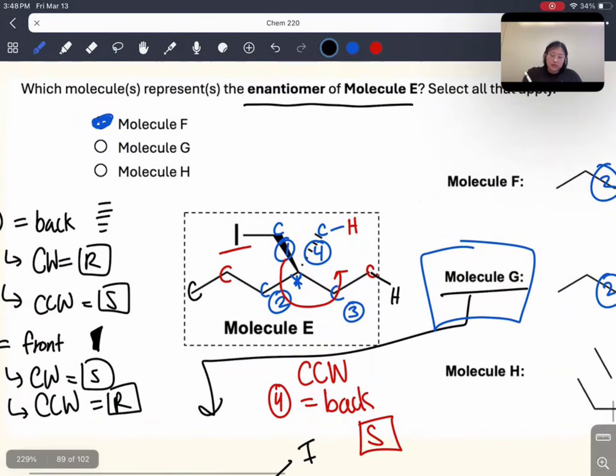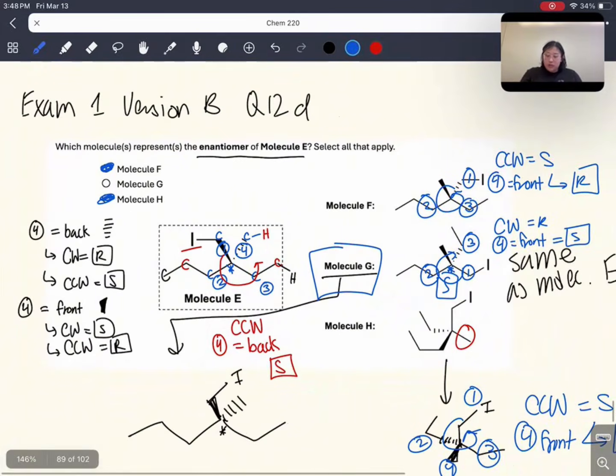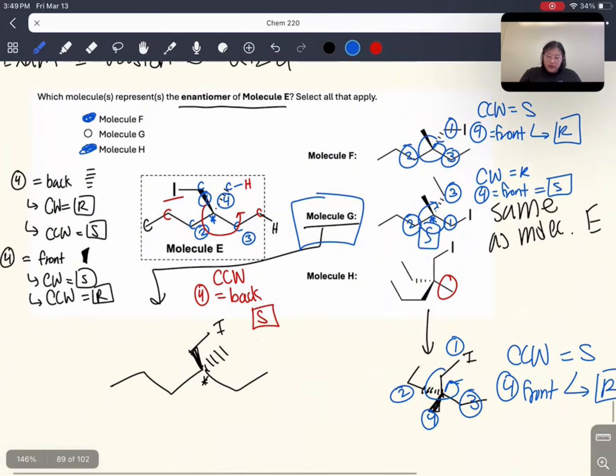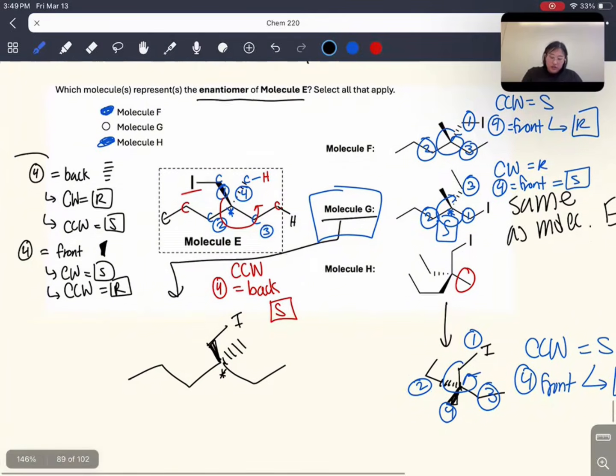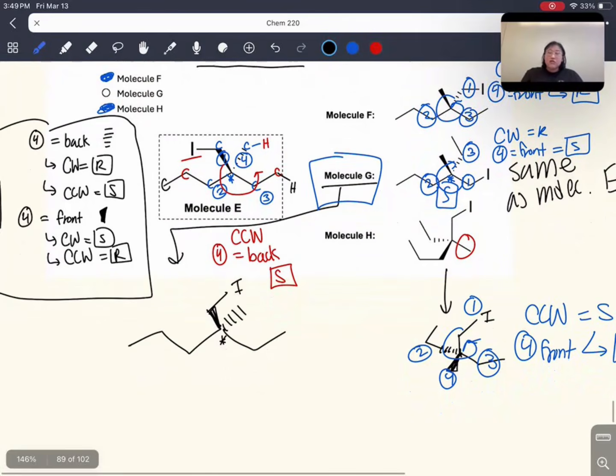So the answer to this question, which molecules represent the enantiomer of molecule E? It's molecule F and molecule H. And so that is how you would do these types of questions. My tip for you would be to assign RS chirality. It's a systematic way to check whether or not you have the same molecule, enantiomers, or diastereomers. It's just that you have to make sure you remember this chart correctly and that you know how to correctly assign priority to different groups.